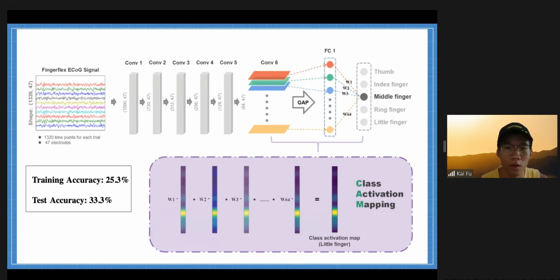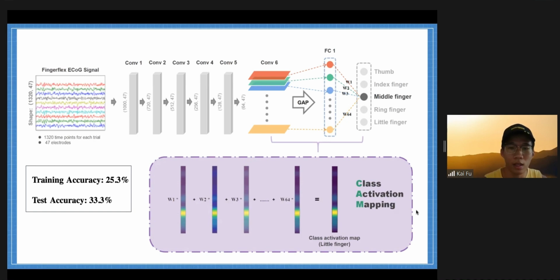Specifically, we perform global average pooling before the fully connected layer, so that each unit in the fully connected layer corresponds to a feature map in the last convolution layer. We use these weights to get a weighted average of the feature maps, and that is the class activation map we wanted. This activation map can tell us the magnitude of the contributions from each electrode. The larger the contribution, the more important this electrode is to our classification task.